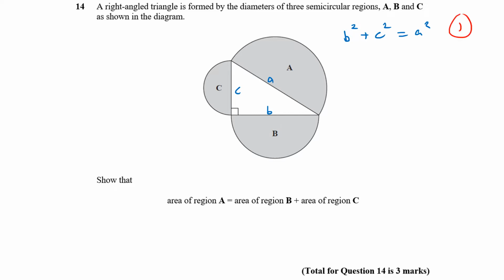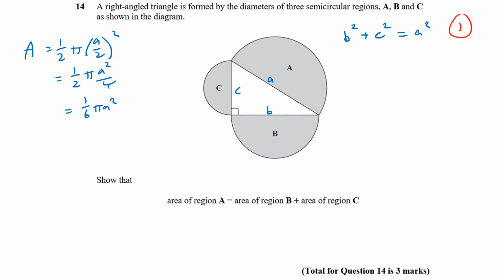Now, it's worth pointing out that the area of each semicircle is going to be half pi times the radius squared. Now the radius of each of these circles is half of the side length of the triangle. So the area of A is half pi, half because it's half of the circle, pi times the radius A over 2 squared, which is half pi times A squared over 4, which simplifies to 1/6 pi A squared.